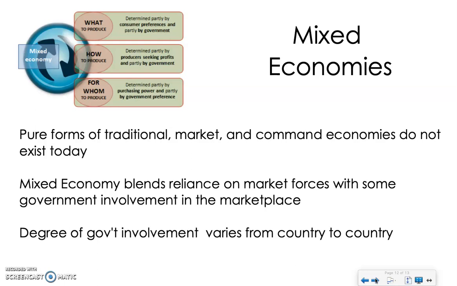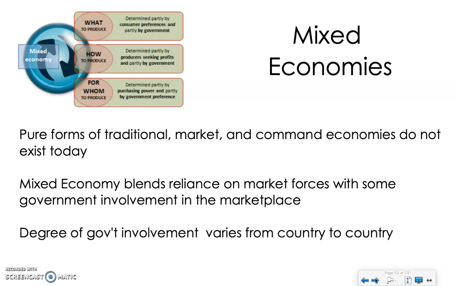So in the US, although we have historically had a free market economy, we do have the government playing a vital role in economic affairs today. They protect private property rights. They regulate the marketplace to make sure there's no unfair business practices. We also have programs in place that redistribute wealth to those in need.